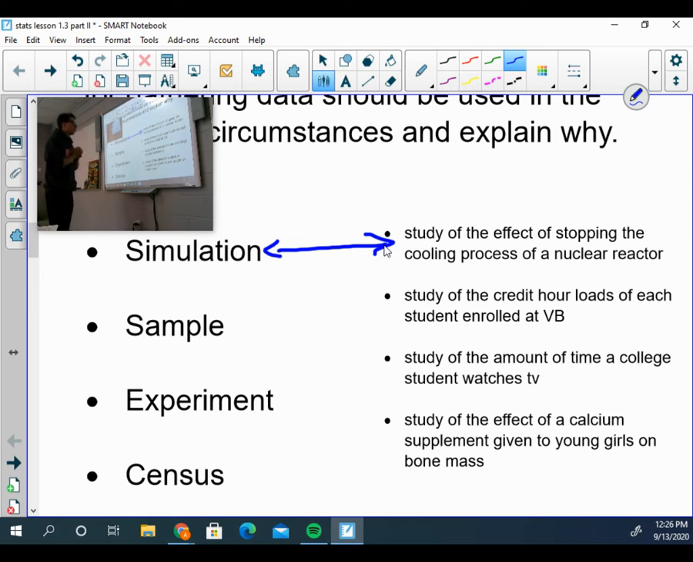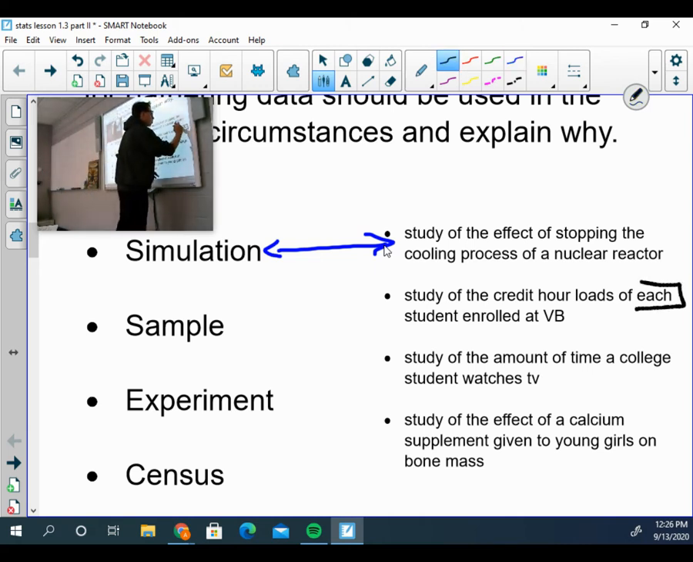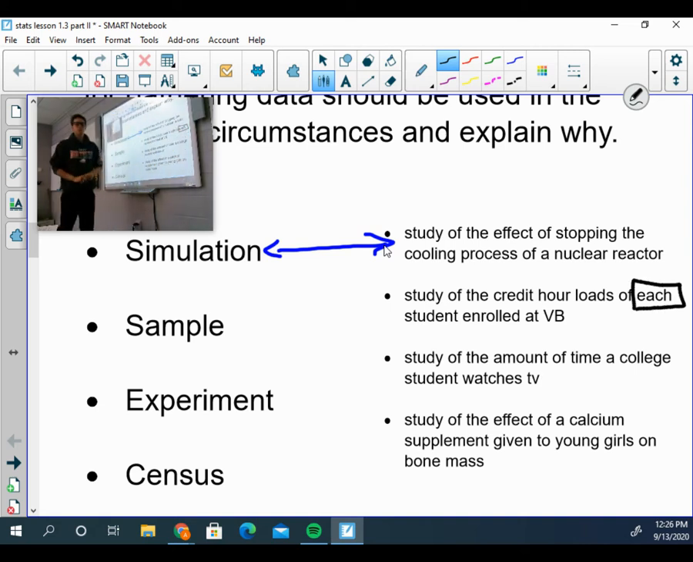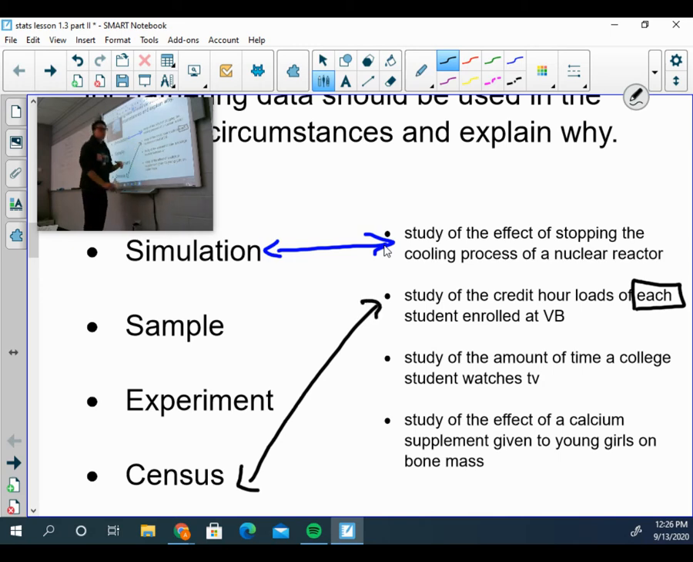All right, study of the credit hour loads of each student enrolled at Van Buren. There's a key word in this sentence here, and it's each. Each student at Van Buren. I didn't say some, I didn't say a summary or a general. Each student at Van Buren. Your brain, when you see each student, you should think every student, census. Remember, a census was the first term we learned in 1.3, and it's all about the entire population. So census is what we would do.